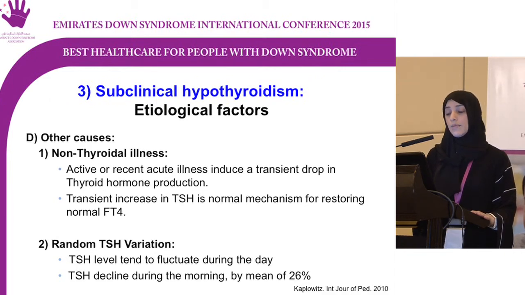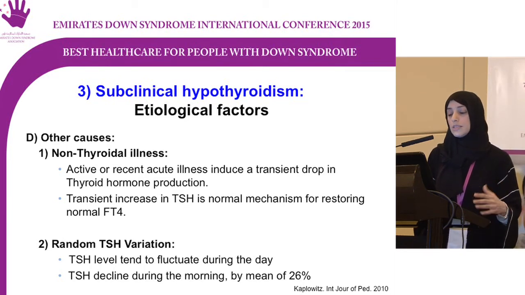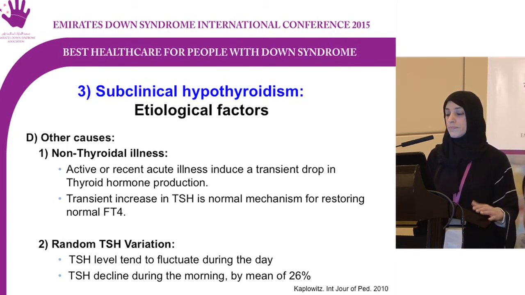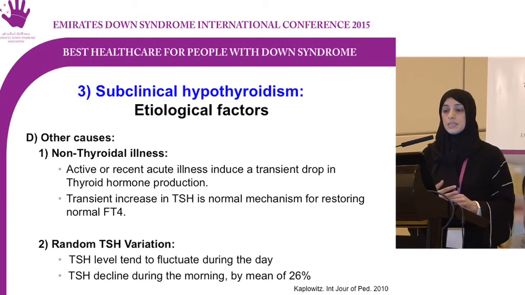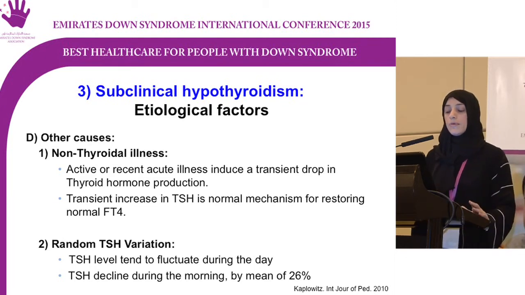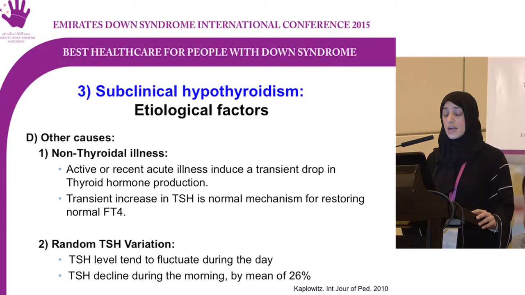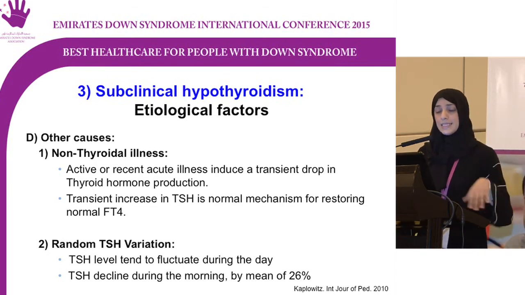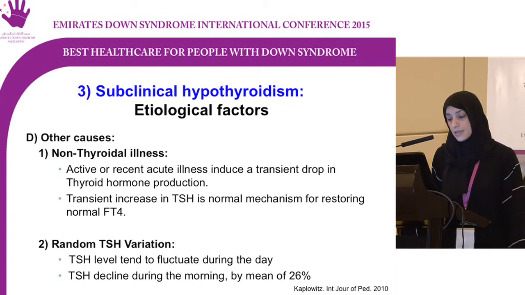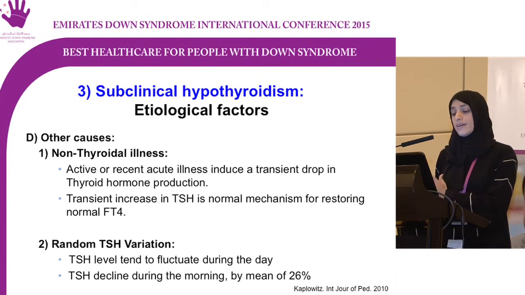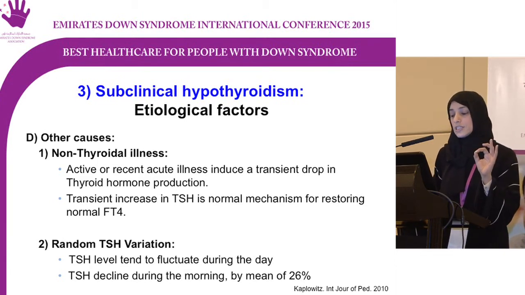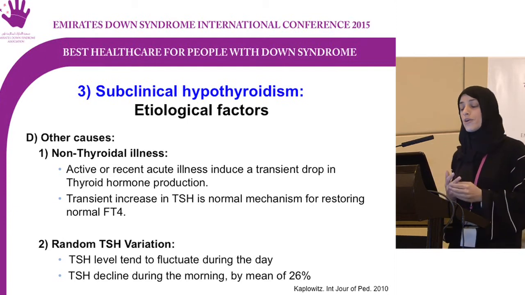The next theory, which I would say is applicable even for non-Down syndrome patients, is non-thyroidal illness. We know that the main function of the thyroid is to regulate our metabolism. During acute illness, we need to down-regulate and redistribute the resources between our body cells and functions. So the normal response is that the TSH is going to drop and your free T4 is going to drop, because you don't need them at that point. But then, as soon as your body recovers, there's a transient increase in the TSH, which causes restoration of our normal free T4.